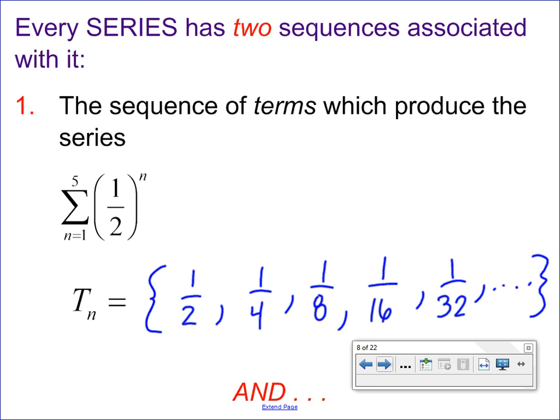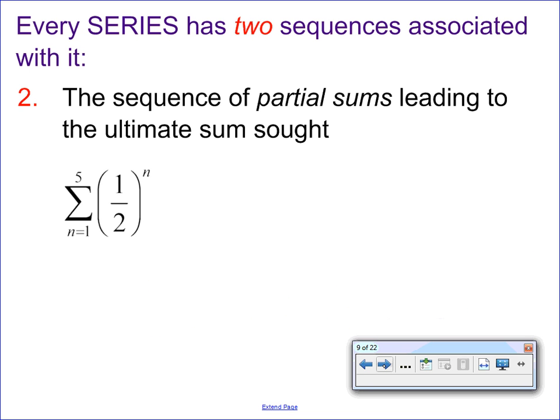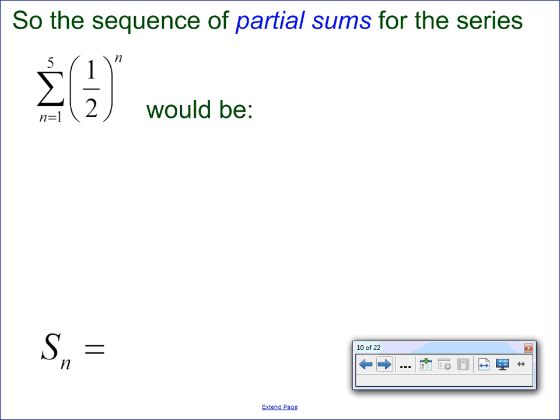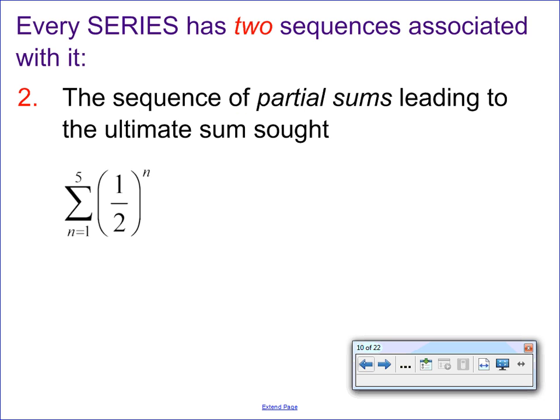So we've got two sequences associated with the series. We've got the sequence of terms, and then we've got the sequence of partial sums, right? S sub n, leading to the ultimate sum S sub 5. And so if we were doing the sum from 1 to 5 of the nth term given by 1 half to the n, then the partial sums in this sequence, S sub n, would be given by S sub 1.